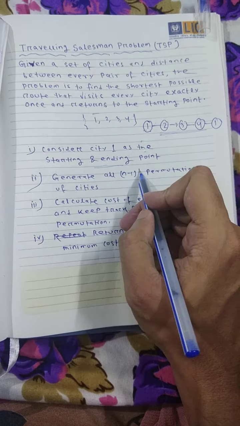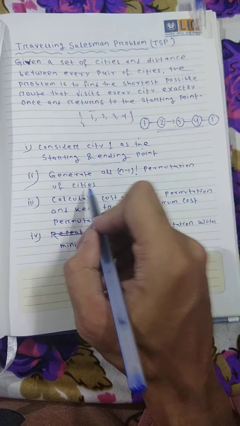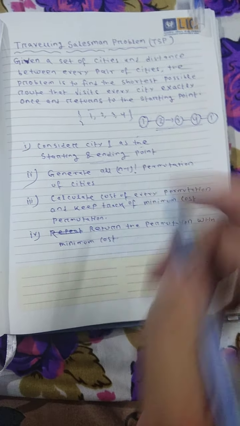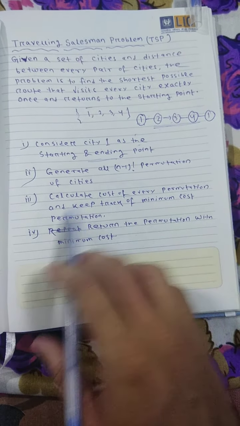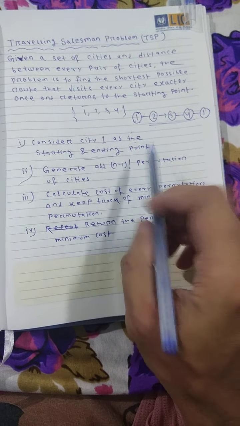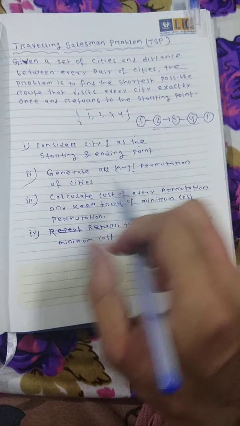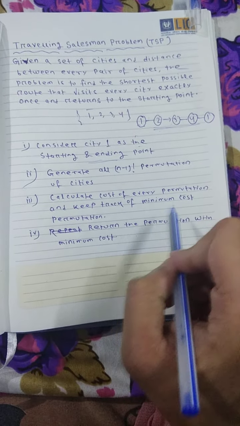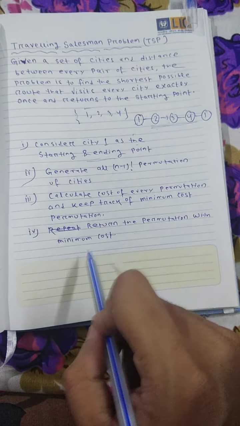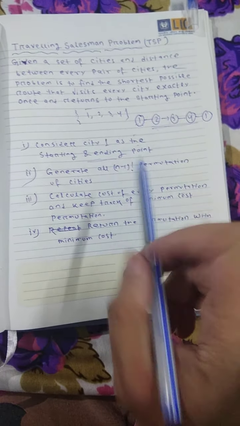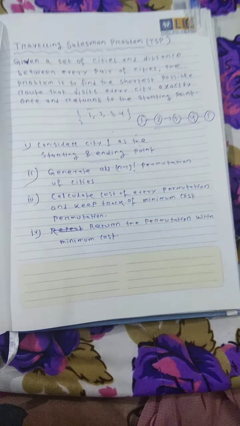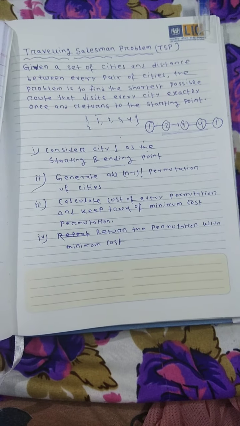If n vertices are there, you have to generate (n minus 1) factorial permutations for all the cities. Then calculate the cost of every permutation. The cost is given, since a weighted graph is given. Then keep track of the minimum cost. You choose the minimum cost, and finally this is the minimum cost from the starting vertex to cover all the vertices and return to the starting vertex for the traveling salesperson.